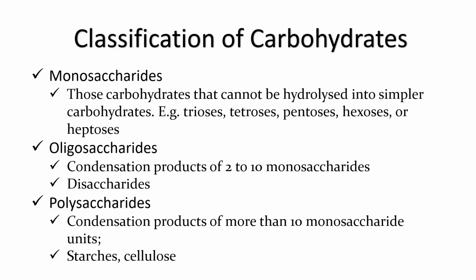The next classification is oligosaccharides, to which the disaccharides belong. Oligosaccharides are formed by 2 to 10 monosaccharide units that are connected together by a glycosidic bond. The third classification of carbohydrates is polysaccharides. These are very large carbohydrates, and they are condensation products of more than 10 monosaccharide units. Specific examples would be starches and cellulose, which is the structural framework of plants.